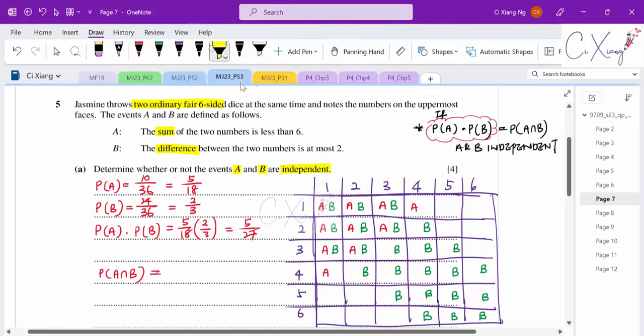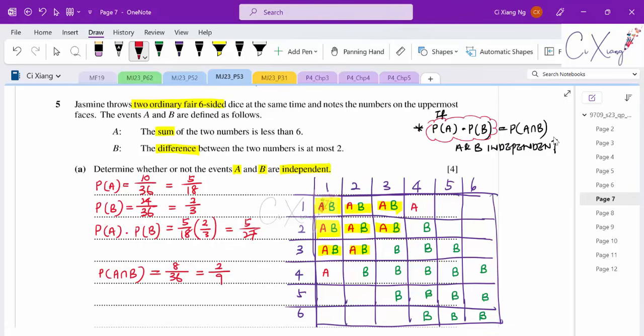So to find the value for A intersect B, you need to check how many cells there are with both A and B in the cell. So this is 1, 2, 3, 4, 5, 6, 7, 8. So we have 8 cells where A and B happen at the same time, then divided by 36. Therefore, you have 2 over 9. So this is the answer for the right hand side.